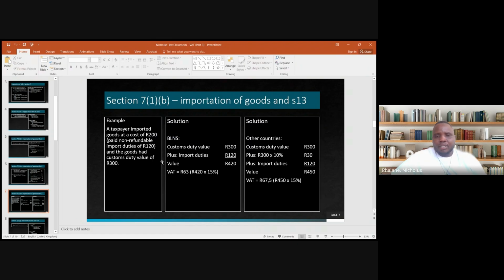Then when we're looking at other countries, the customs duty value would remain 300, plus 10% of that, which is the import duties, plus the non-refundable import duties of 120. Then the value is 450. Then the VAT on 15% of that is 67.50.